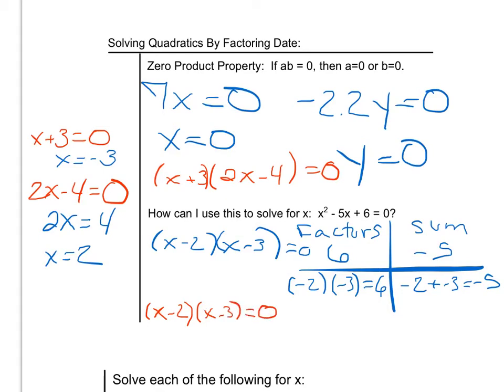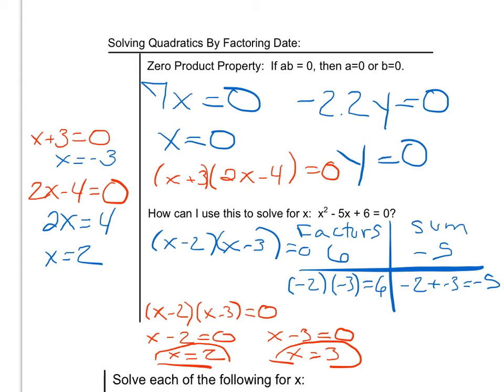Now I'm trying to solve for x, so I want to know what x equals. Well, from here, because I've now factored, I've now got my multiplication. I have x minus 2 times x minus 3. That means either x minus 2 has to equal 0 or x minus 3 has to equal 0. If x minus 2 equals 0, I could add 2 to each side and I get x equals 2. If x minus 3 equals 0, I can add 3 to each side and I get x equals 3. These would be the solutions to my given equation up above.